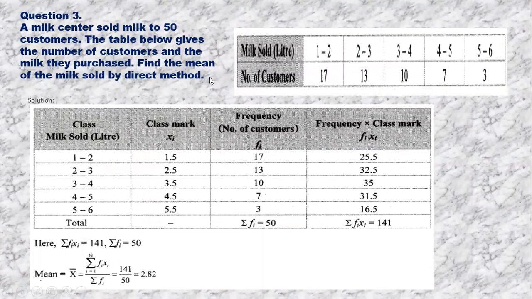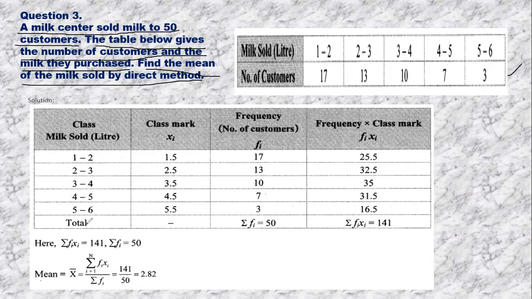Question number 3 of your textbook. Here it is given: a milk center sold milk to 50 customers. The table below gives the number of customers and the milk they purchased. Find the mean of the milk sold by direct method. So here you can see in the table the milk sold and the number of customers.